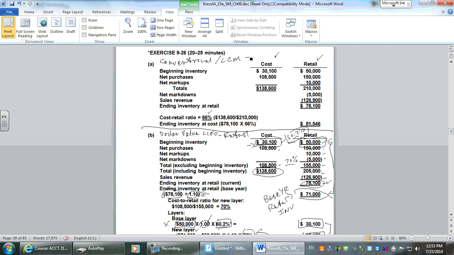Beginning inventory cost, beginning inventory retail. There's our purchases, net purchases, of course. We include our markups. We do not include our markdowns until later, right? After we do our percentage. We get our percentage here, right? Because we're going to do lower cost of market. What's that percentage? I calculated 66%, didn't it? Okay? All right? What's my beginning percentage?